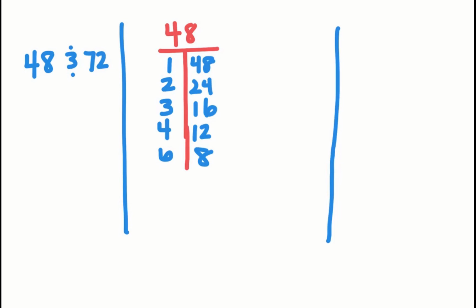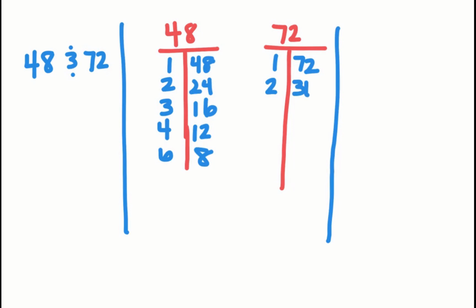All right, let's list the factors of 72 now. I know 1 times 72 gives me 72, so they are both factors. Anything times 2? Yep, because it ends with an even digit. So I might want to pull my calculator out and go 72 divided by 2. And I'm going to see that that is going to give me 36.